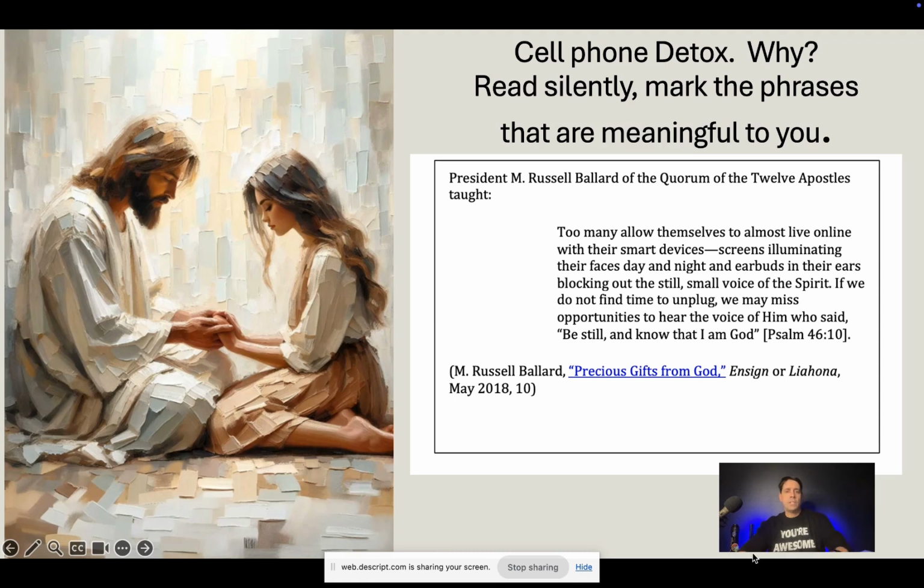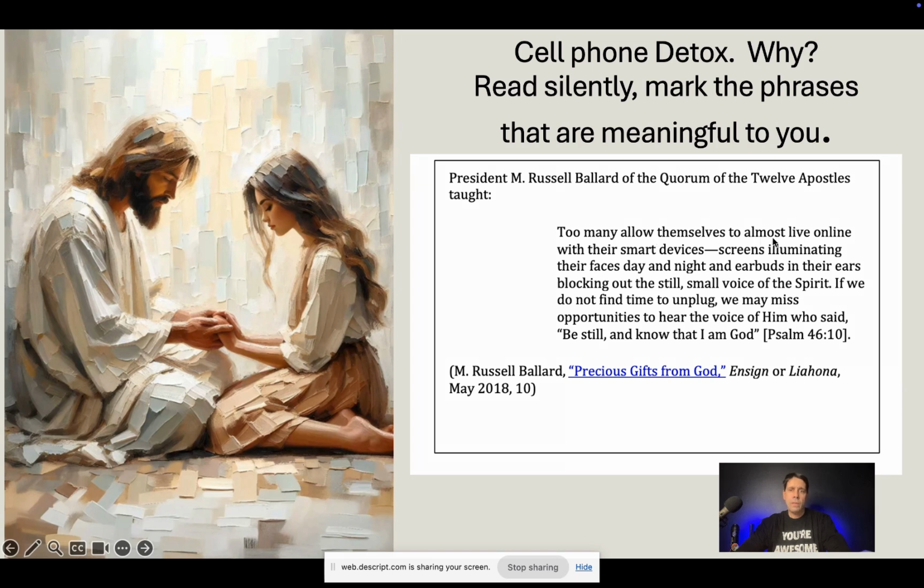Cell phone detox. Now I'm going to have students read this quote on the study sheet. And the study sheet and the PowerPoint is in the show notes. Cell phone detox. Why? I'll say, read this silently, mark the phrases that are meaningful, be ready to share with a neighbor. So I'll give them 1 minute. That's all it takes. 1 minute, read this quote.